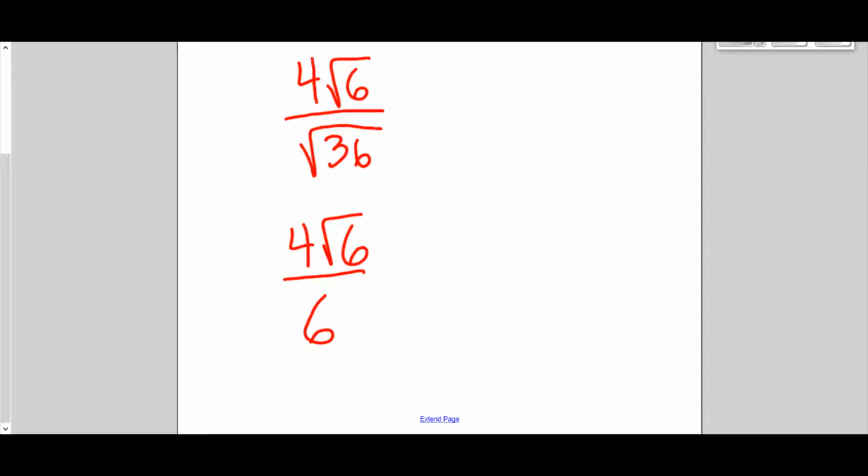And the last thing we could do is just notice we can simplify this. 4 divided by 6, those are both divisible by 2. So if I divide that by 2 and that by 2, this is going to be 2 root 6 over 3.